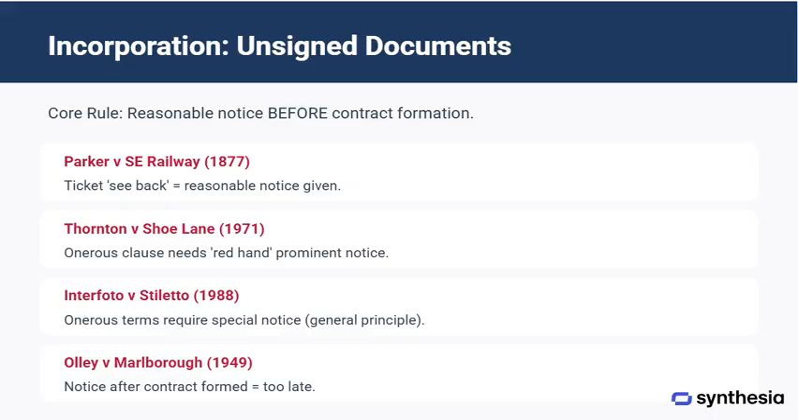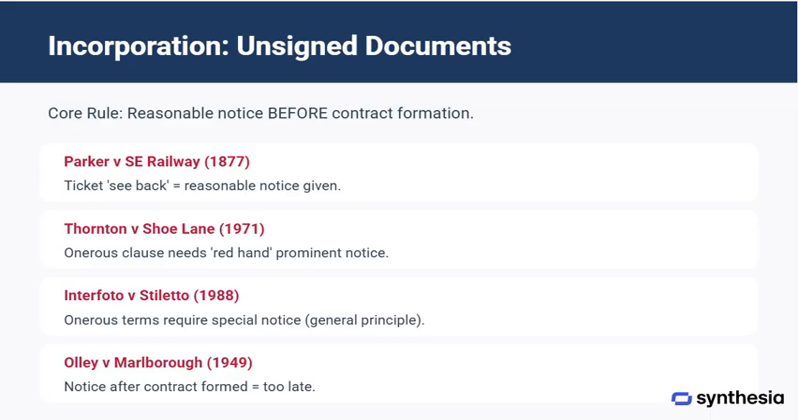Incorporation. Unsigned documents. Rule: reasonable notice must be given before contract formation. Key cases: Parker v Southeastern Railway 1877. A ticket saying "see back" was reasonable notice. Thornton v Shoe Lane Parking 1971. Onerous clauses need prominent red hand notice. Interfoto v Stiletto 1988. Onerous terms require special notice. This is now a general principle.